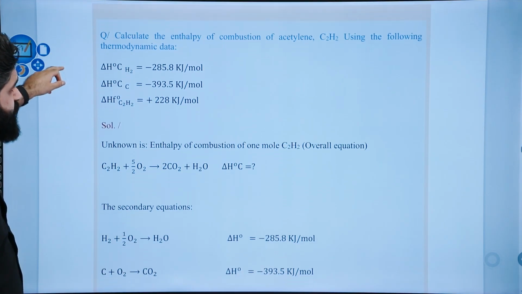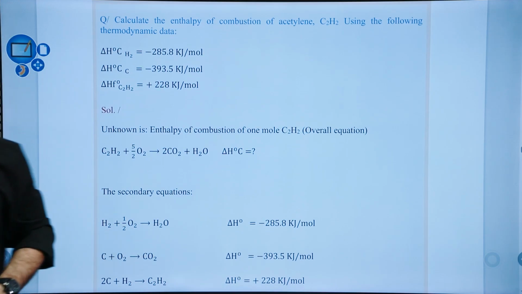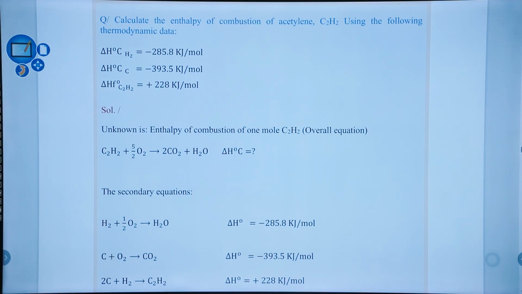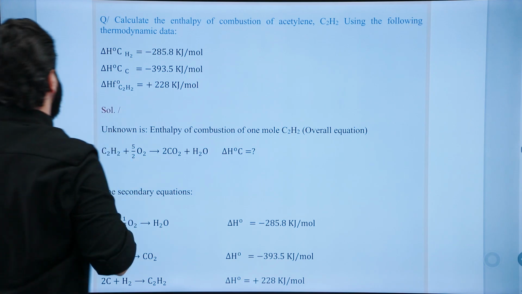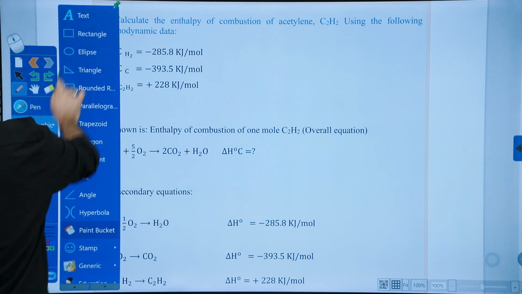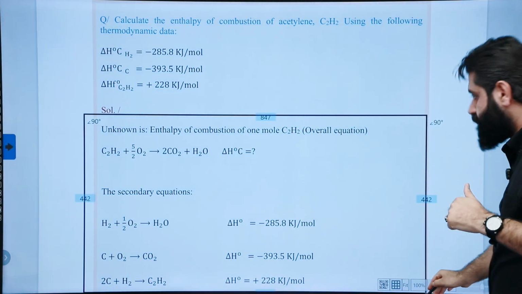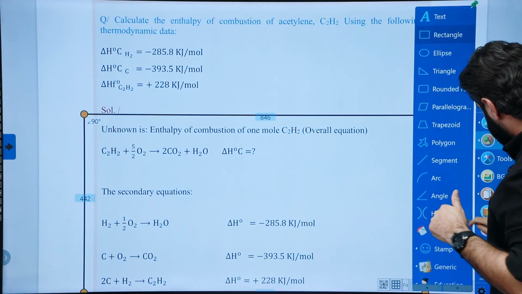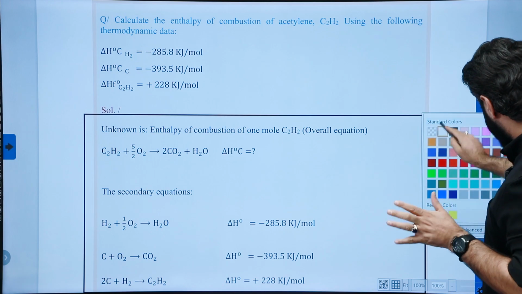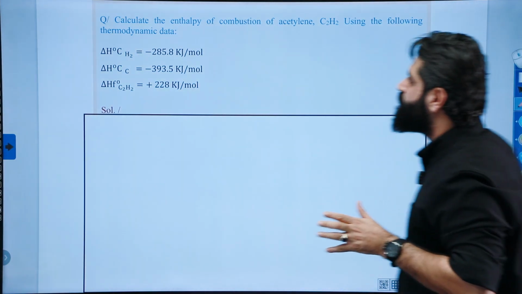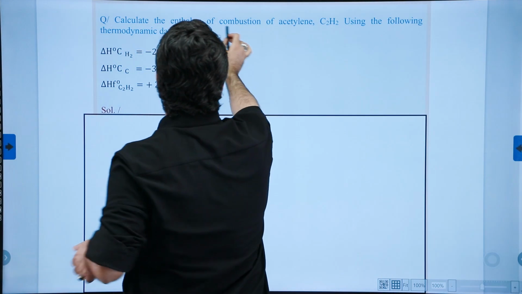This will be the last question, my dear. Take this as a very important question. Okay, look at this. I'll explain this as a very important question. Take this very special. Okay, calculate enthalpy of combustion.